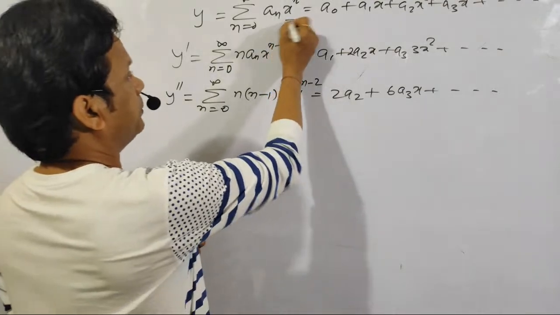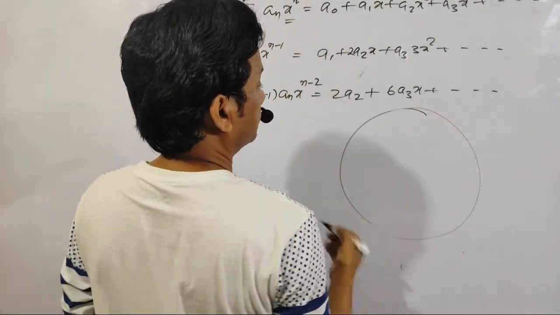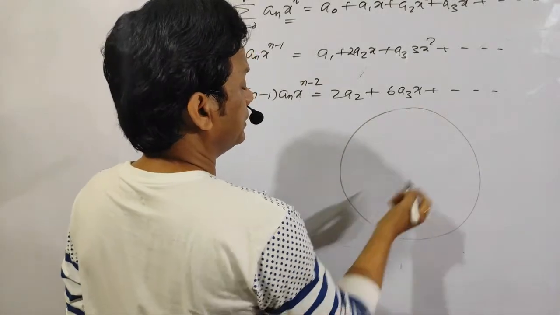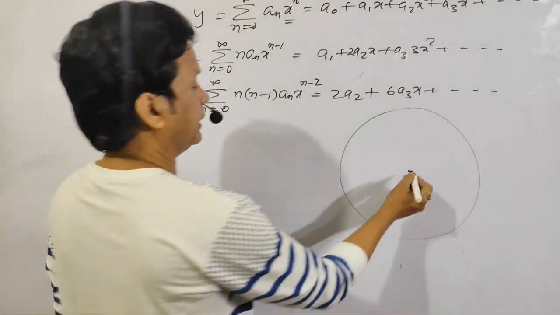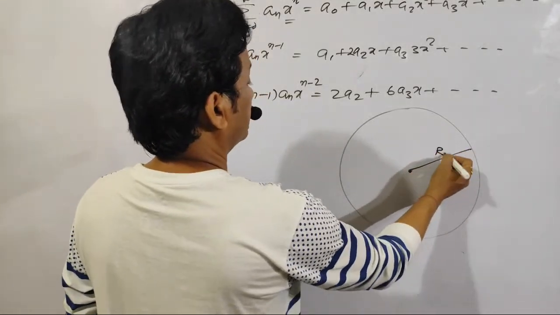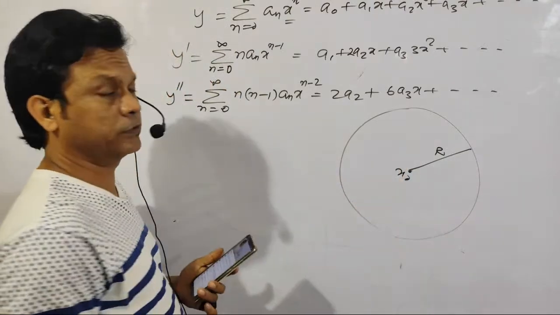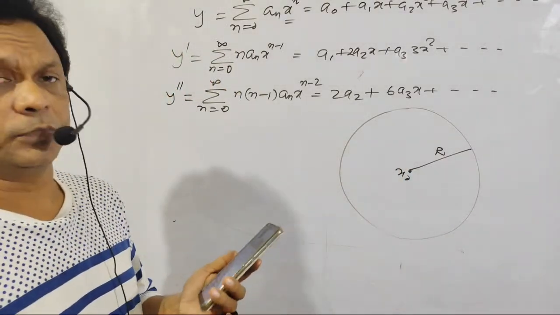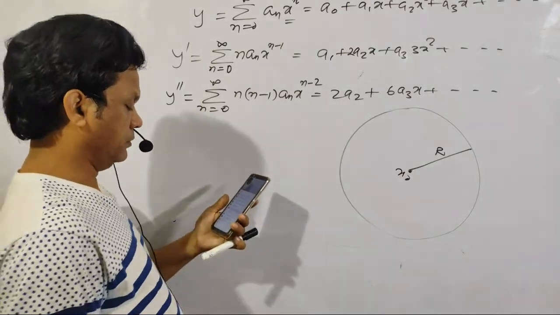Power series, that means generally it is a circle of convergence. And if this is the circle of convergence, so this is the center of the power series, and this is the radius of the power series. Clear? So this one is the center of the power series x0 and r is the radius of convergence of the power series. Clear?